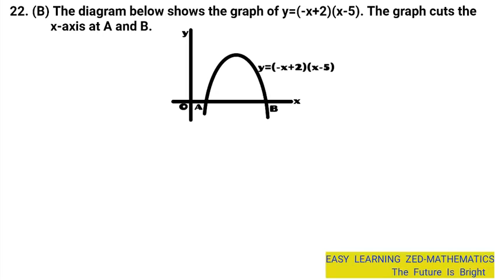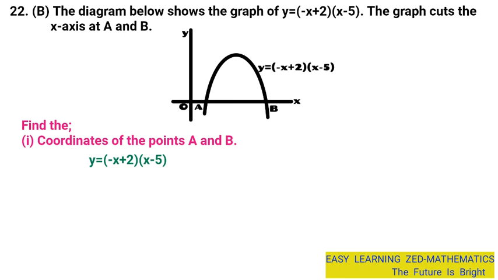Okay, question 22b was as follows. The diagram below shows the graph of y, which is y equals negative x plus 2, x minus 5. The graph cuts the x-axis at A and B. So question B1 was: find the coordinates of the points A and B. So we need to find the coordinates of A and B, and what we're going to use is the equation which is given there.